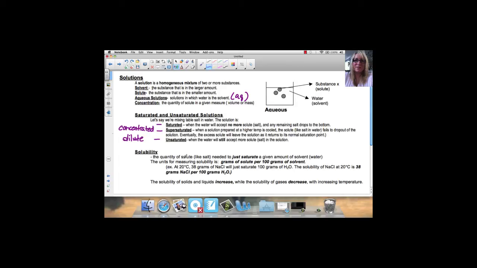Solubility is the quantity of solute needed to saturate a given amount of water. For table G, this is measured in grams of solute per 100 grams of water. This is important: the solubility of solids and liquids increases when temperature increases, but the solubility of gases decreases. Because remember, when gases increase in temperature, they spread out more, they collide, and they're not going to want to go into solution.